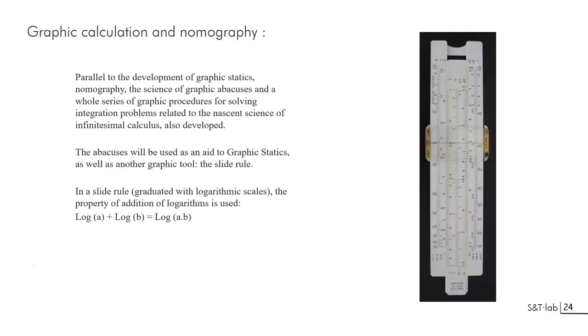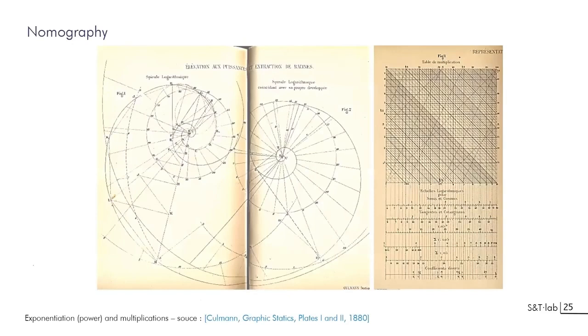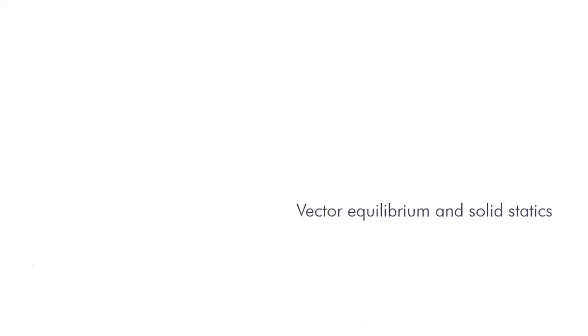So this is part of a context in which you have a graphical approach, in which you have the slide rule also. And as you can see here on the first pages of the book from Karl Culmann, you have, for instance, graphical drawings that are made to calculate exponentiation and multiplication on the right. So that's the context in which graphic statics appeared.